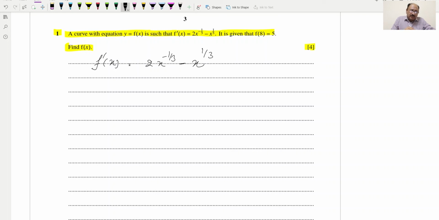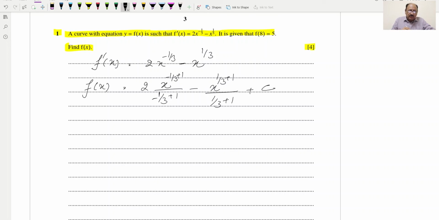Now we can integrate. The integral of f'(x) will be f(x), which will be equal to 2 as it is, and x raised to minus 1/3 plus 1, divided by minus 1/3 plus 1, the power will be divided also. Now the integral of the second part will be minus x raised to 1/3 plus 1, over 1/3 plus 1, and plus integral constant c.